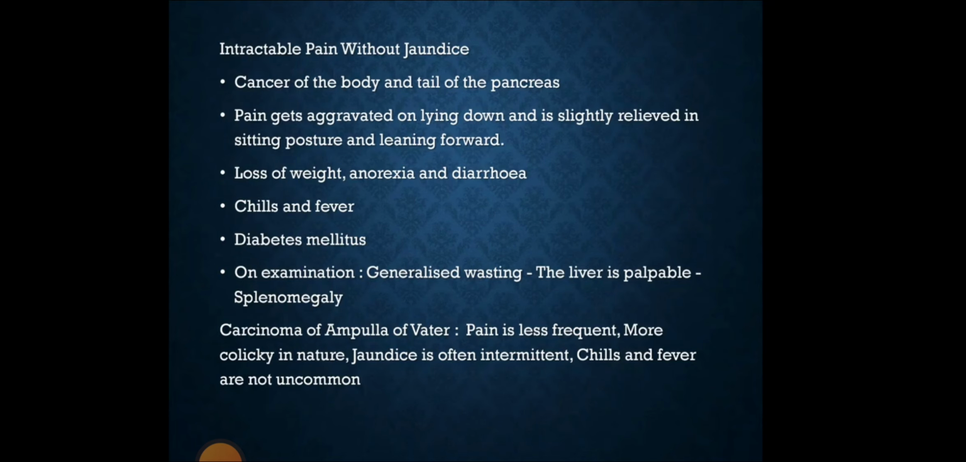And in case of carcinoma of ampulla of Vater, there are some peculiar symptoms. It is told that pain will be less frequent in this condition, but when it is present, it will be colicky in nature. Intermittent jaundice will be present, and chills and fever also will be present due to cholangitis. That is the presentation in case of carcinoma of ampulla of Vater.